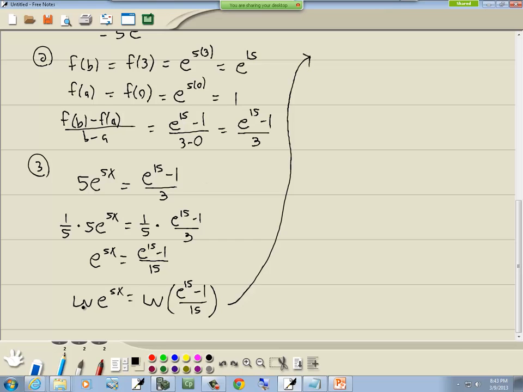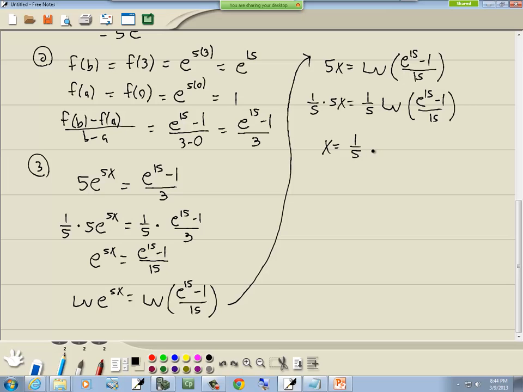Now remember, when you have natural log and e, they cancel each other out. So we get 5x is equal to natural log of e to the 15th minus 1 over 15. Multiply both sides by 1/5 again, and we get x is equal to natural log of e to the 15th minus 1 over 15, all divided by 5. The assumption is that that's between those two values, whatever those values were. What values did we have?